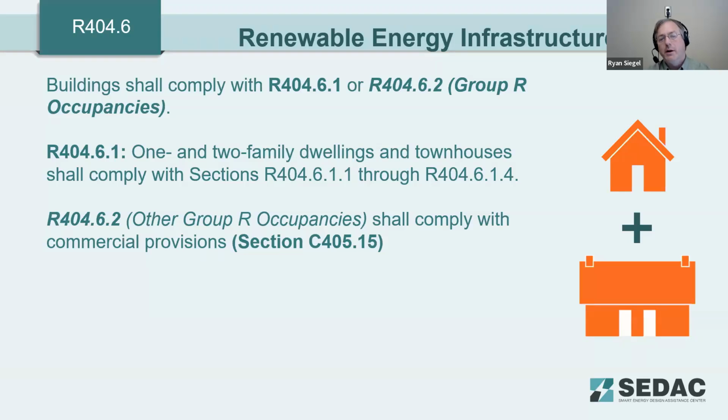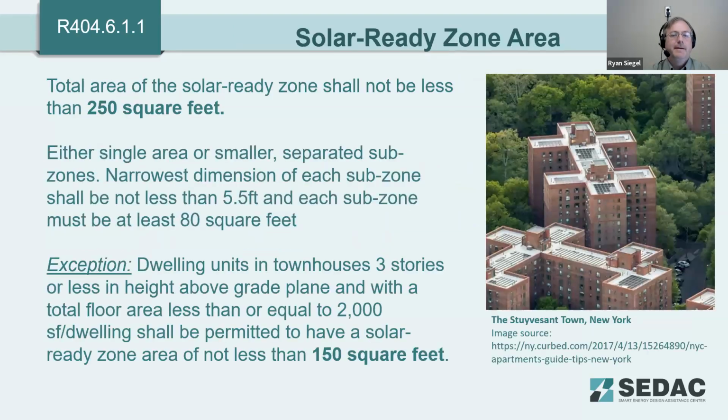One provision for 1 and 2 family dwellings, and then a separate section for all other Group R occupancies. For all other Group R occupancies, they're just going to point you over to the commercial provisions for these. So for 1 and 2 family dwellings and townhouses, so single family, 2 family, and townhouses, solar ready zone, we're going to make sure that we have a space of at least 250 square feet for future solar panels.